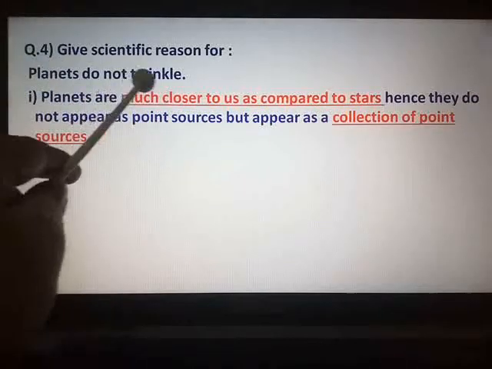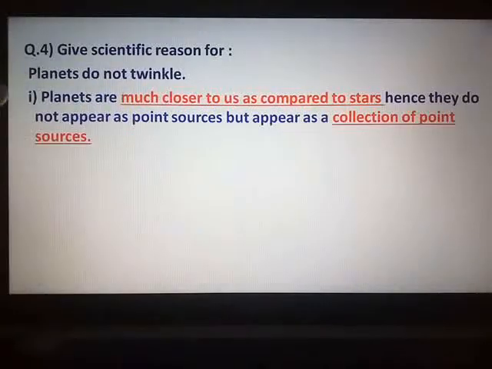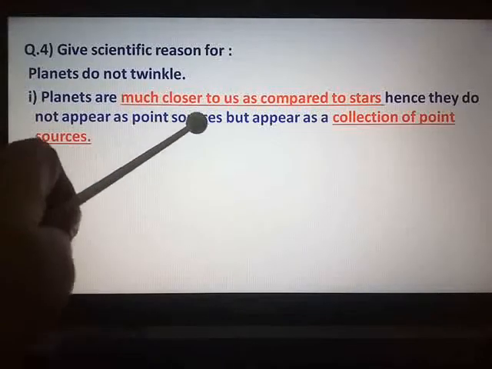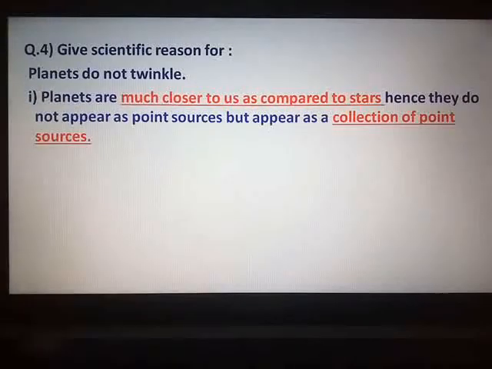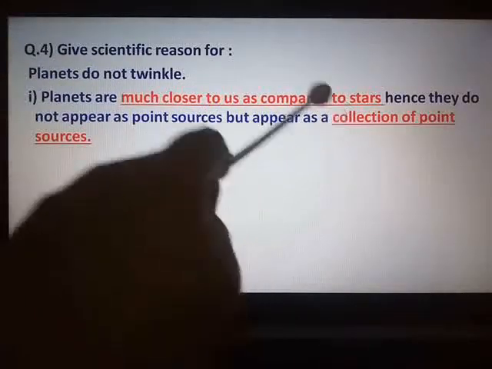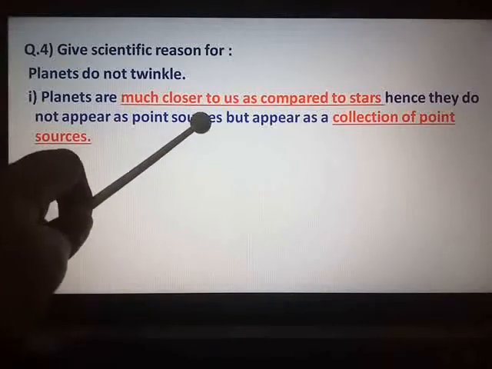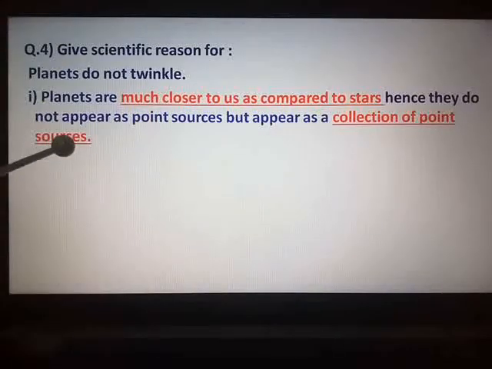Planets are much closer to us as compared to stars. Hence, they do not appear as point sources, but appear as a collection of point sources. See, on page number 77, the very first line of that page, first line, second line, just you have to change the words. Don't write it as it is given in the textbook. So, the first reasoning here is planets are much closer to us as compared to stars. Hence, they do not appear as point sources but appear as a collection of point sources.